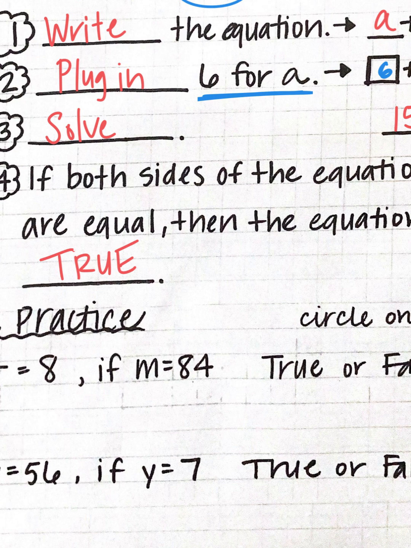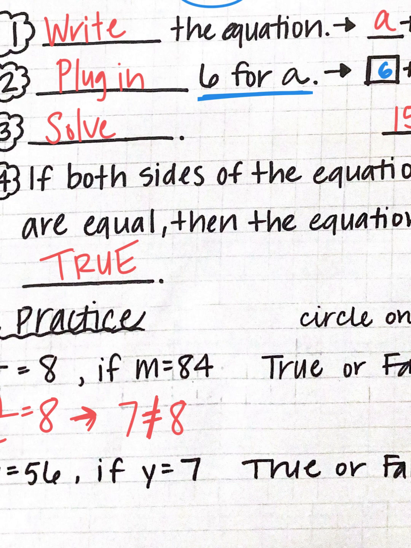I have m over 12. What does that mean again when it's over like? Divide, very good. So m divided by 12 equals 8. If m equals 84, we're determining whether or not that is true or false. So I'm going to plug in 84 for m, and then I'm going to solve it. What is 84 divided by 12? 7. Does 7 equal 8? No. So I'm going to put a slash through my equation to show it is not equal. That is a mathematical symbol that you will see again and again and again showing that it is not equal.